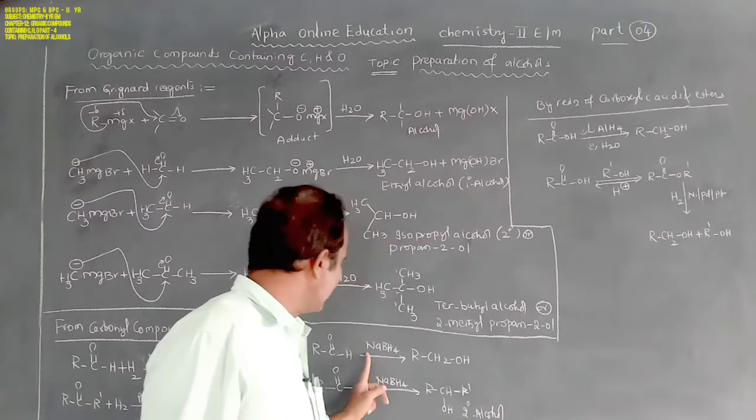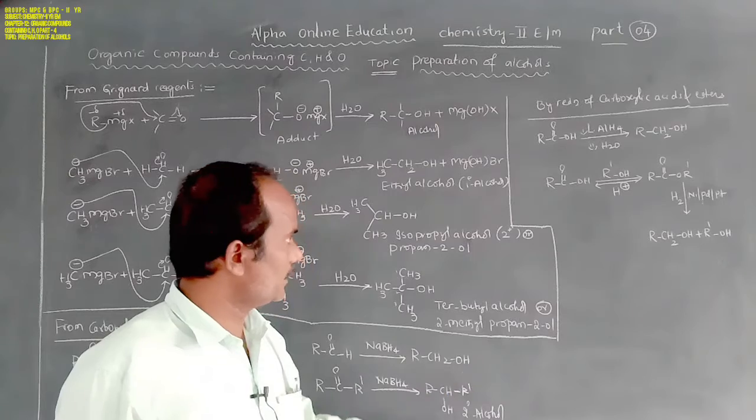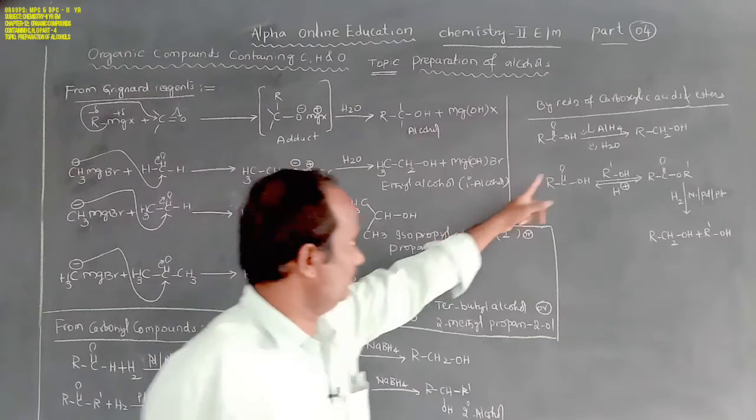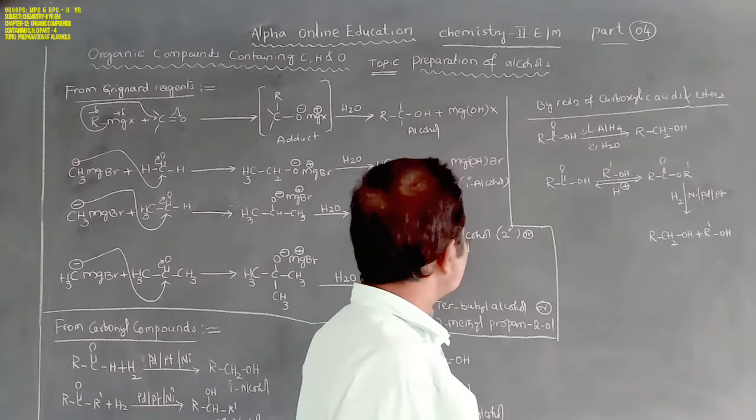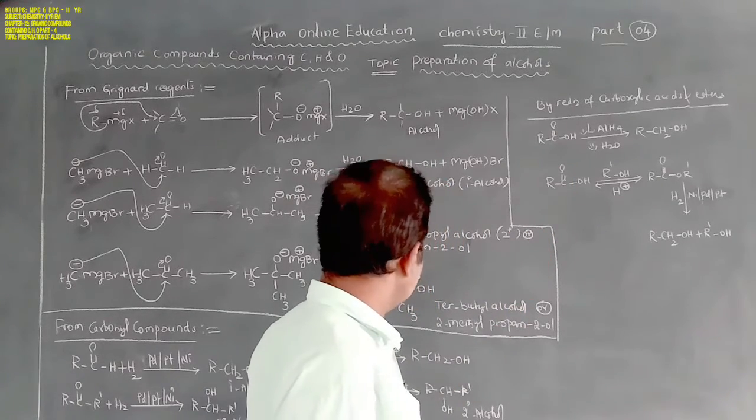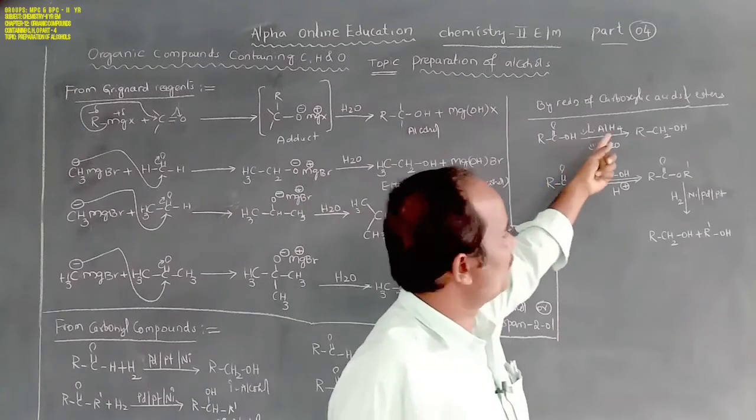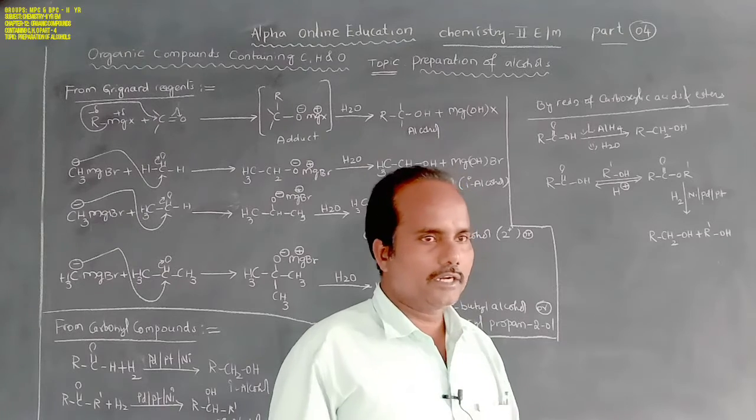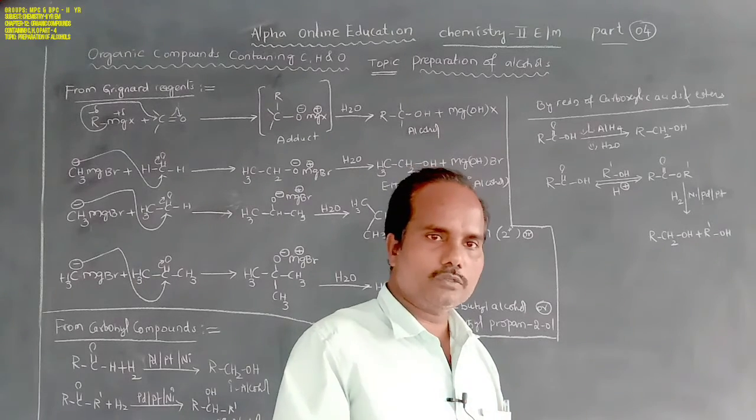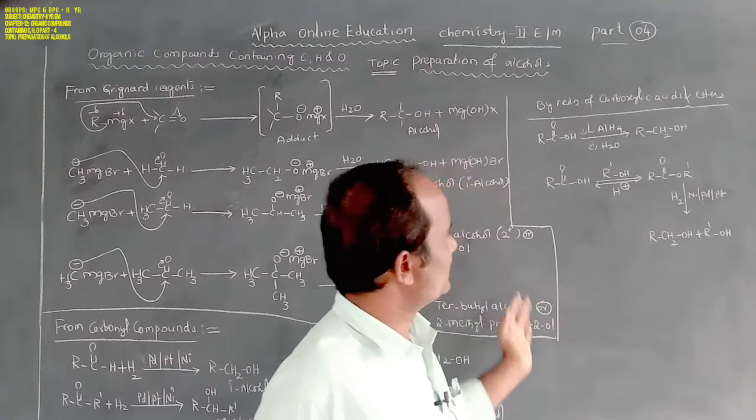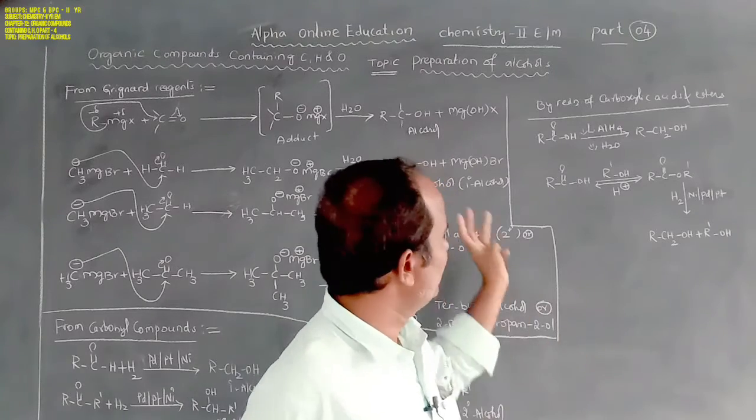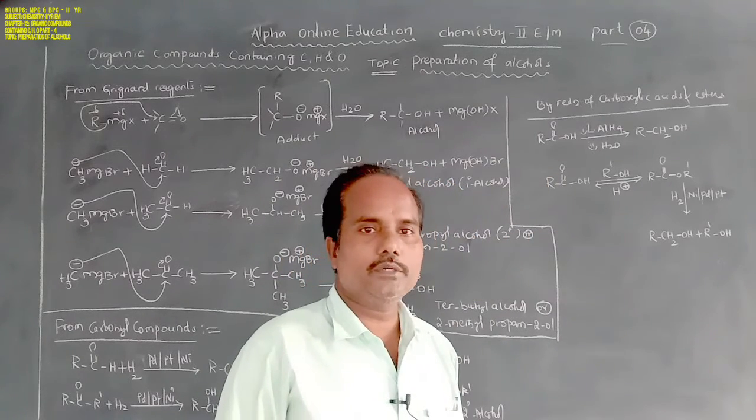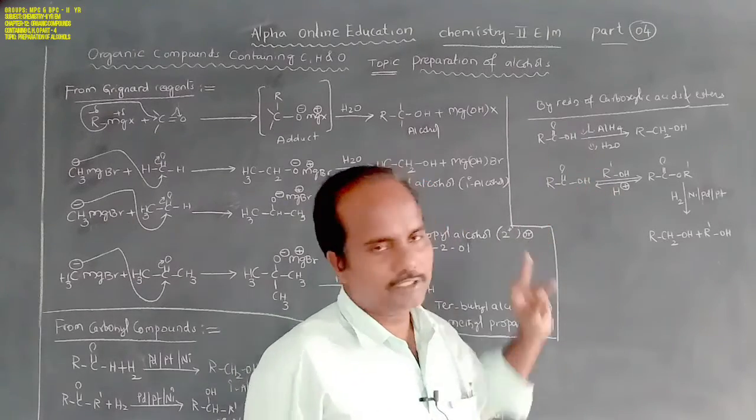Sodium borohydride only reduces aldehydes and ketones, but not esters and carboxylic acids. Compared with lithium aluminum hydride, sodium borohydride is a weak reducing agent. Lithium aluminum hydride is a strong reducing agent and can reduce esters also. Esters can be reduced in the presence of lithium aluminum hydride to form alcohols. Esters and carboxylic acids can be reduced to alcohols in the presence of lithium aluminum hydride.